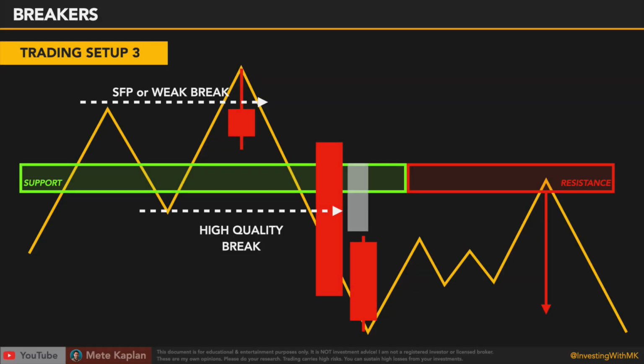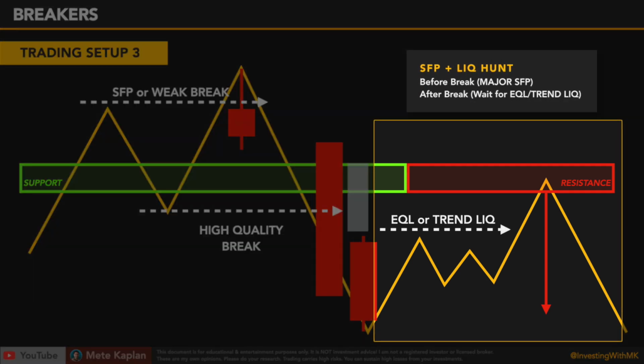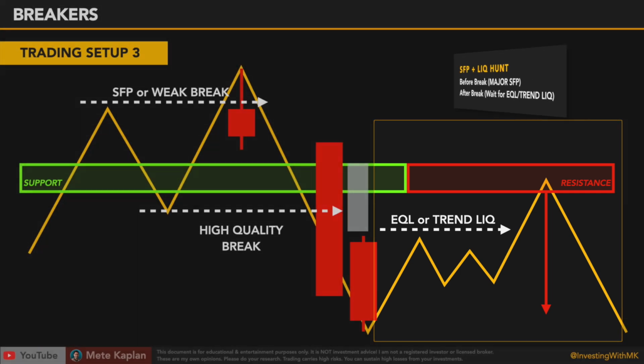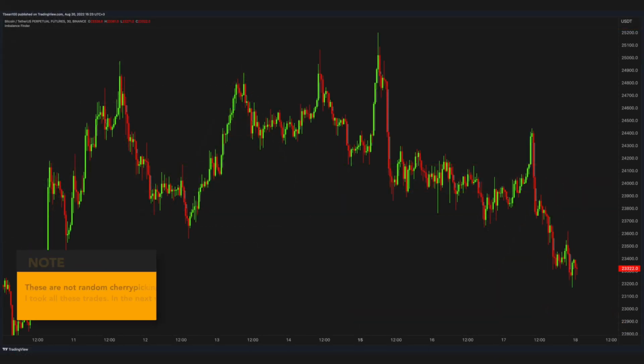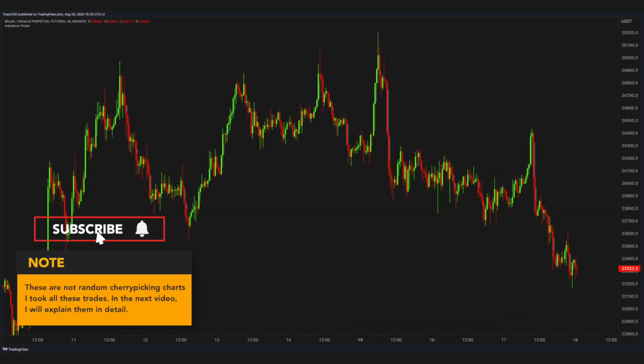It is exactly the same setup. This time, what we will wait for is the equal highs or lows or trend line liquidity. Simply looking for any kind of huntable stop-loss areas. Let's see an example. By the way, these are not just random charts of cherry picking. I took all these trades. This was my latest trade. In the next video, I'll explain in detail how I scalped this trade.